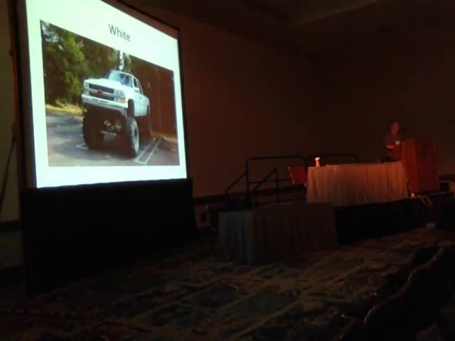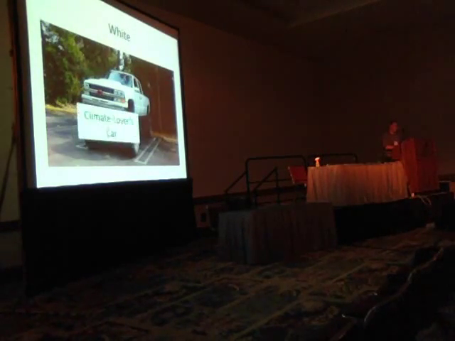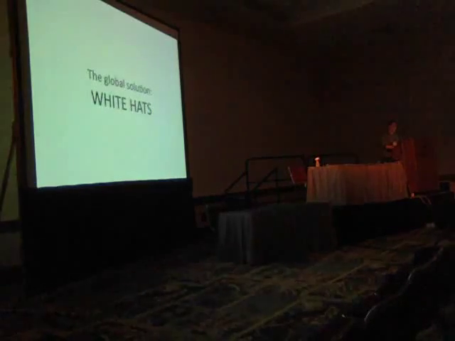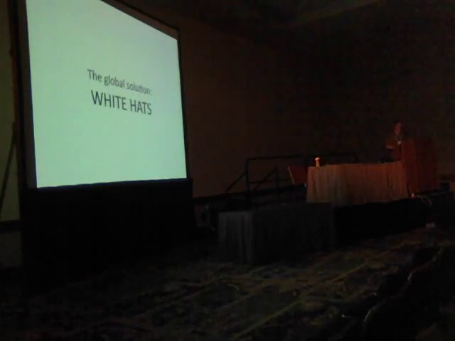Well, clearly the solution is to have more white. And so here we have a climate lover's car that's reflecting a great deal of sunlight. Here we have a white building. This is a building wrapped in white fabric by Christo, a well-known climate lover. And the general solution is white hats.